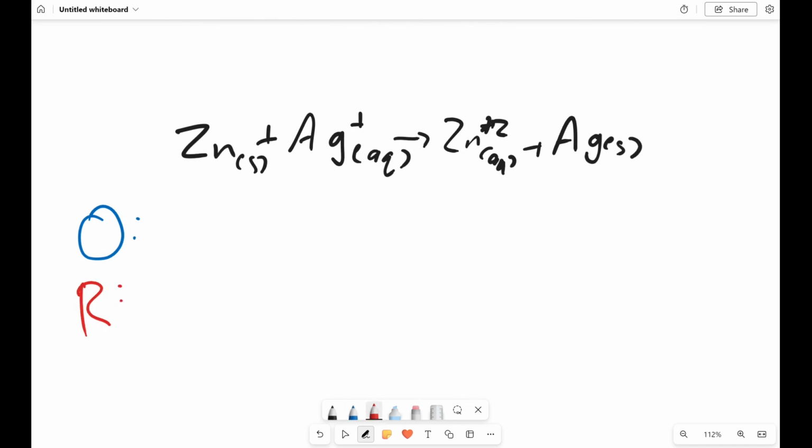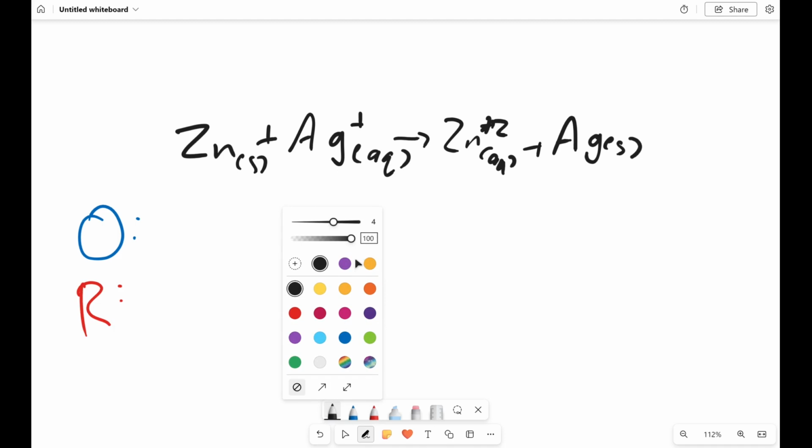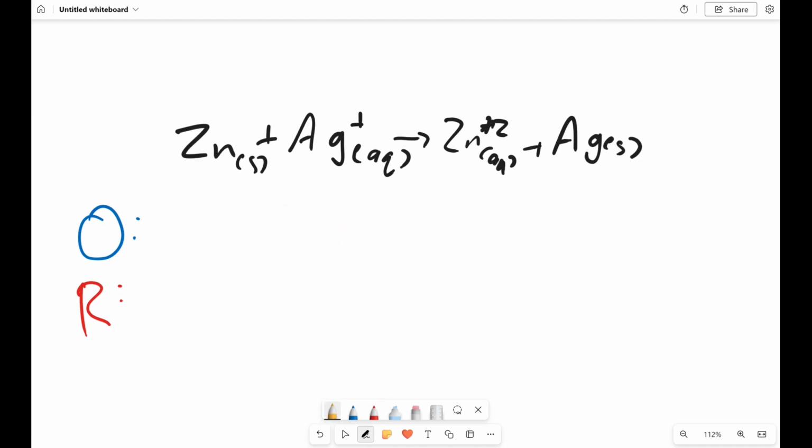Okay. To figure out which is which, we're going to have to assign some oxidation numbers. So assigning oxidation numbers, I'm just going to gloss over it really quickly because we have done this before. If you are a little confused or anything like that, refer back to my channel. You'll see an intro to redox that you can use. Okay, so we're just going to go really quickly over it. Zinc is 0, Ag is +1, zinc is +2, Ag is 0.